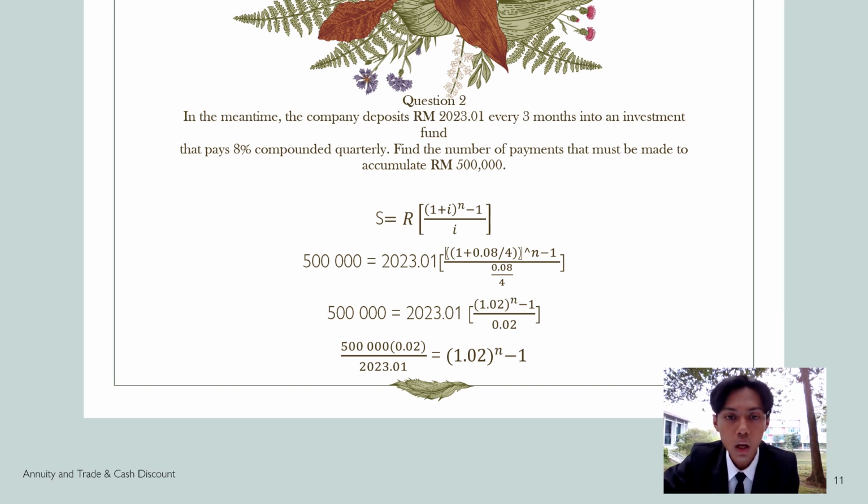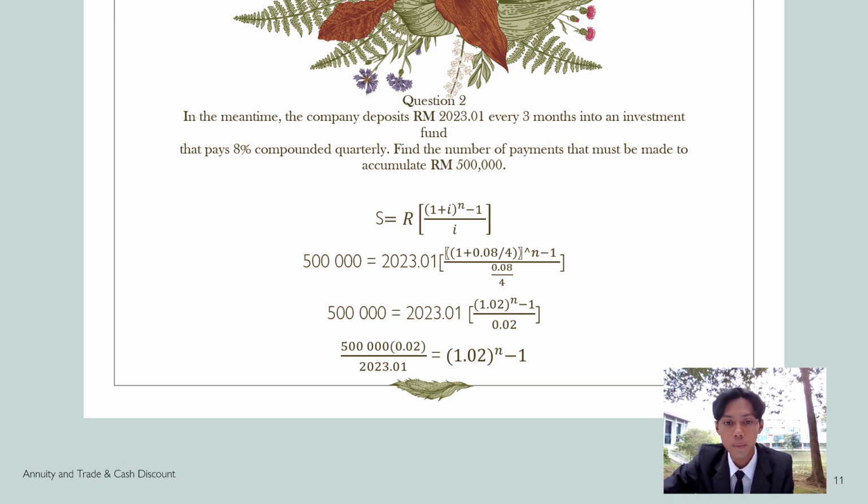So basically what the question asks is for us to find the number of payments. So let's use this formula over here. S basically means accumulated value and R means deposit. So we're going to put here the accumulated value is 500,000 and the deposit is 2023.01. Then we put everything else, 0.08 per 4. 0.08 we get from the 8% over here, and 4 we get from compounded quarterly. And since the question wants us to find the number of payments, we're going to put n because we don't have the value, and it's going to be algebra.